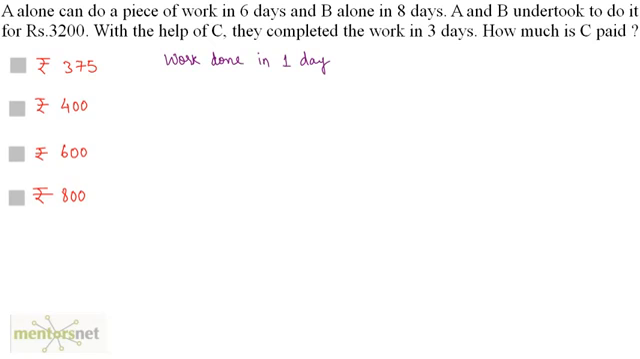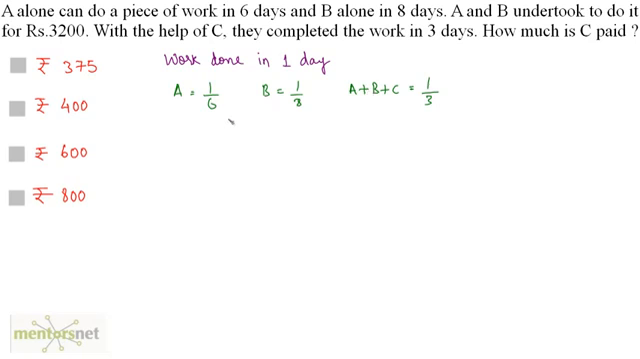Let us now calculate the work done by the respective parties in 1 day. So in 1 day, A will do 1/6 of the work because A can complete the work in 6 days. Similarly, B will do 1/8 of the work. And it is given that with the help of C, they completed the work in 3 days. So we have A plus B plus C is equal to 1 by 3.